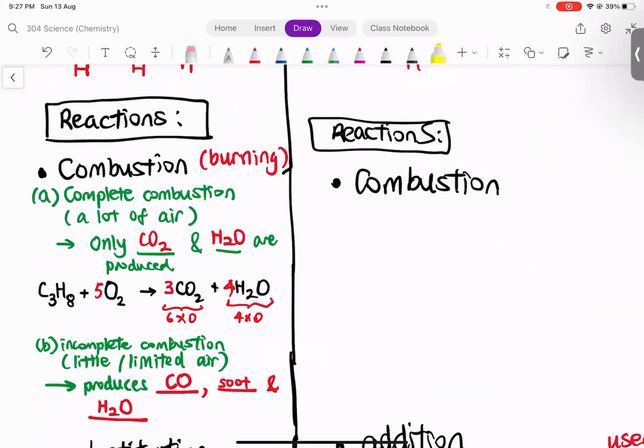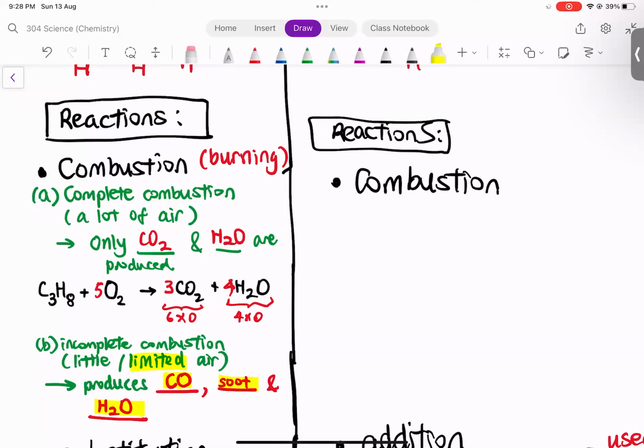However, incomplete combustion is when there's limited oxygen or limited air. When there's incomplete combustion, it produces carbon monoxide, soot, and water. So it is important to know the products formed during incomplete combustion. There are three: carbon monoxide, CO, soot, which is carbon, and water.